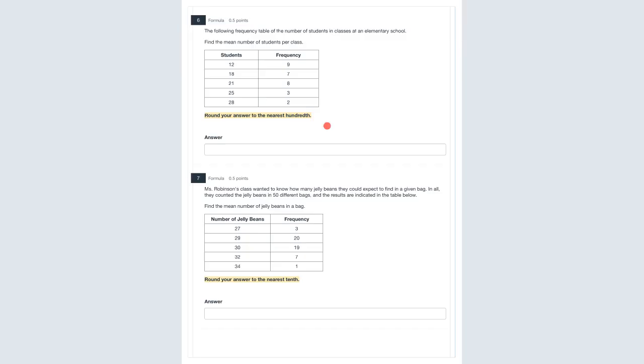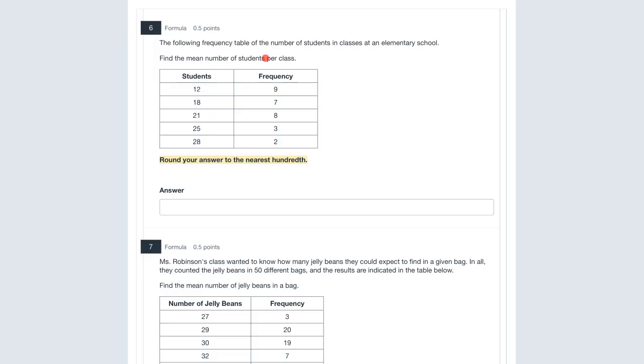All right. So this is going to be a weighted average. It's a frequency table here. So the number of students in classes at an elementary school. We want to find the mean. And since we're looking for the mean here, the first thing we're going to need to do is figure out how many classes there are. So we got to add all these up here.